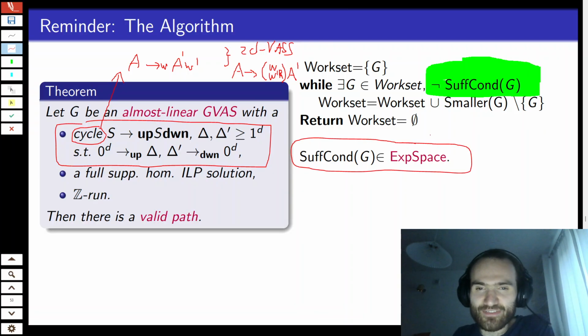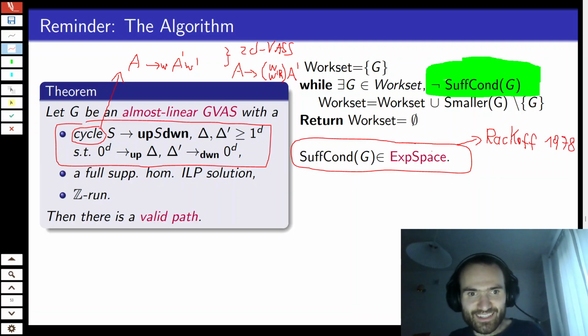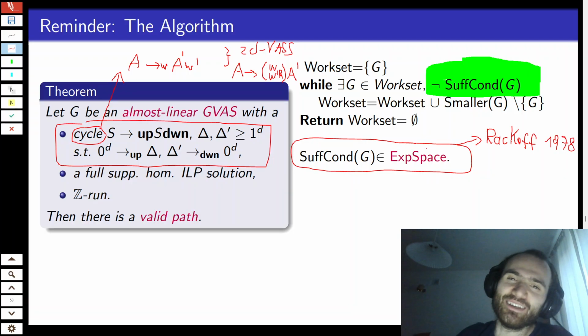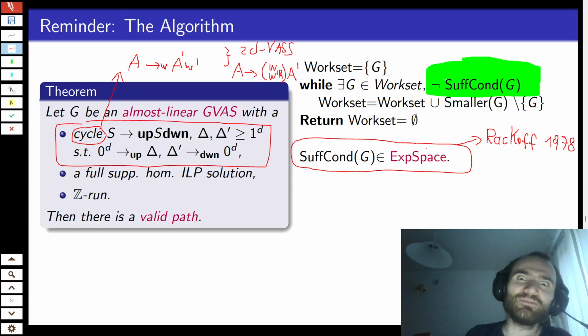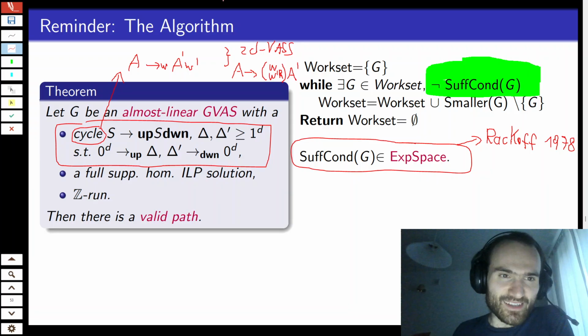This is another one of the locations where I assume you are a little bit familiar with VASS. So this is by Rackoff from '78, that you can actually decide coverability in exponential space. And this is the algorithm we are going to use here.